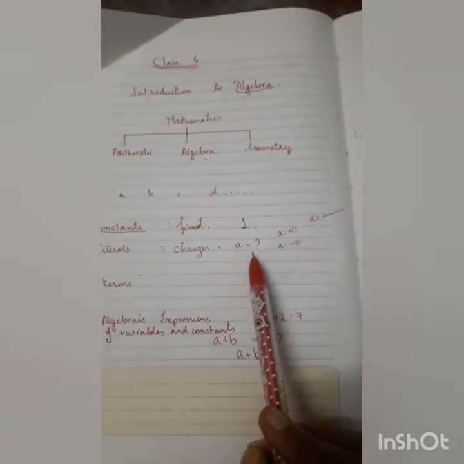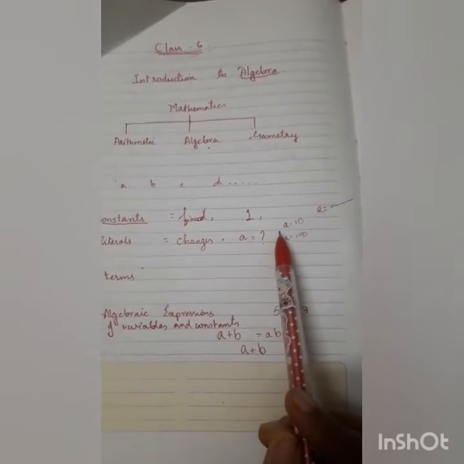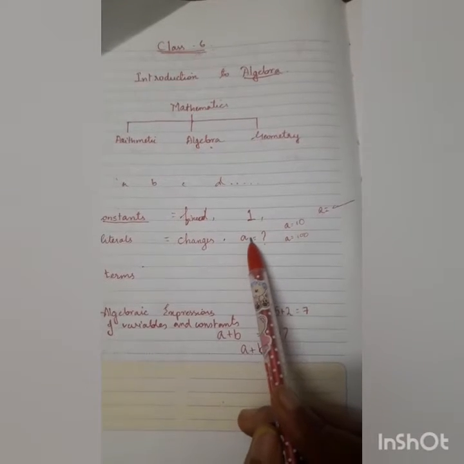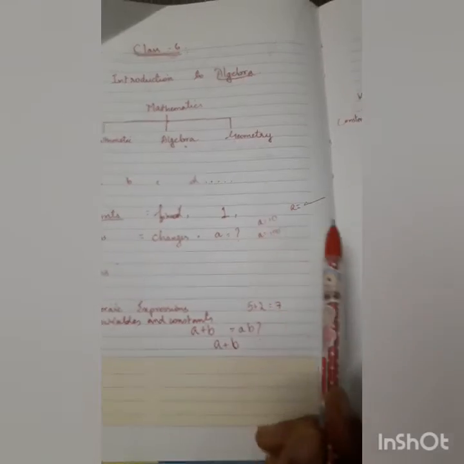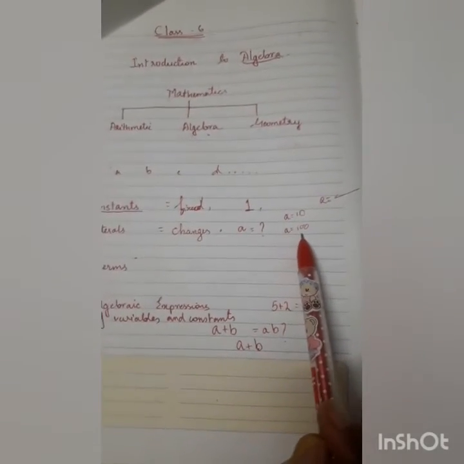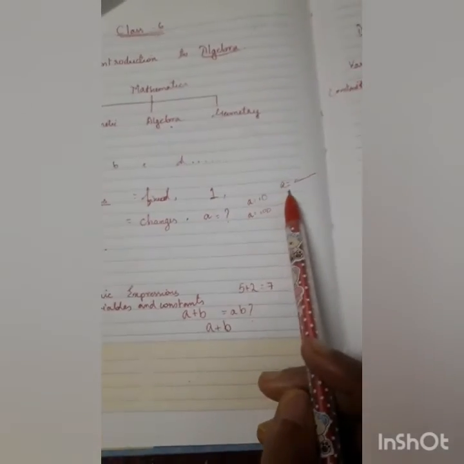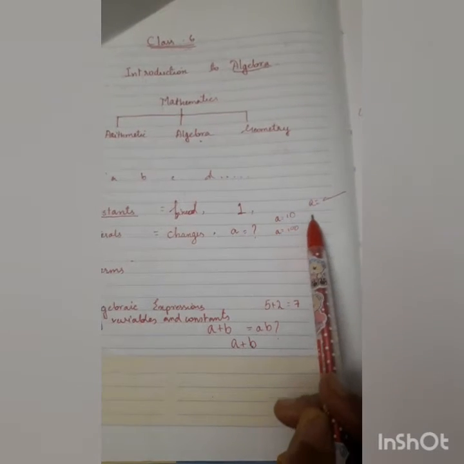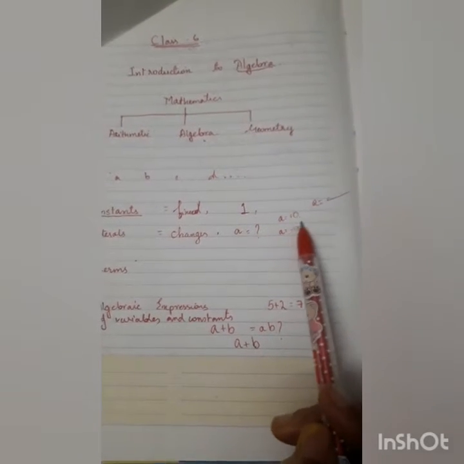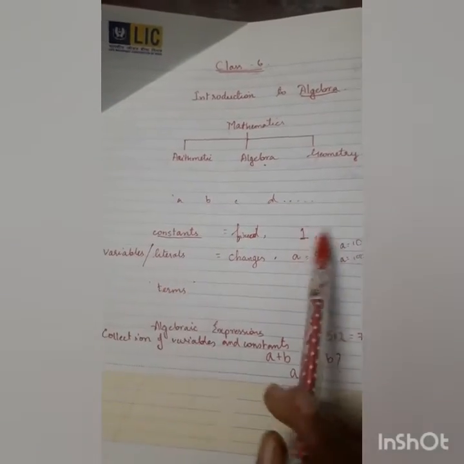For example, if I ask you to assume a number and assign it as A, you take A as 10, but I take A as 100. Someone else can take A as something else. So this value of A is not fixed, it is changing. So A forms a variable or literal.